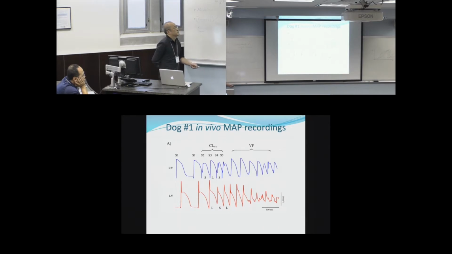Here are some recordings from the experiment. On the left, we basically had two catheters. We're recording one from the right ventricle, one from the left ventricle. We're also pacing from the right ventricle with this short, long, short, short protocol. These are normal beats here. Well, actually, these are stimulated beats, but they have a long coupling interval. But now here are the four premature beats: short, long, short, short.